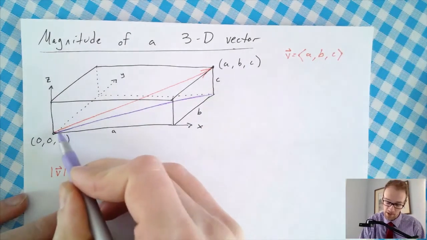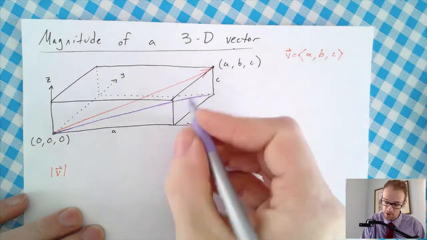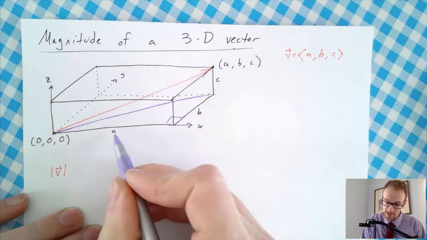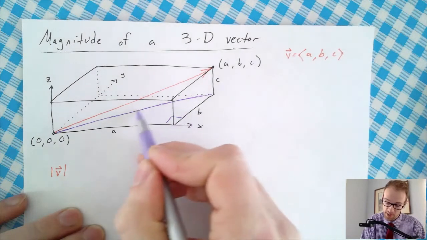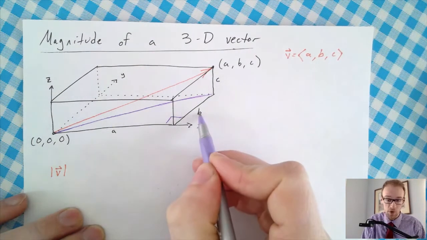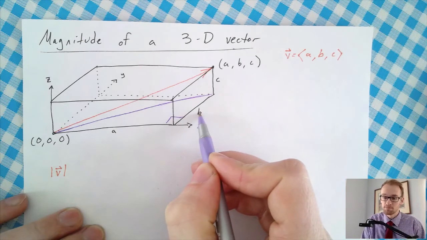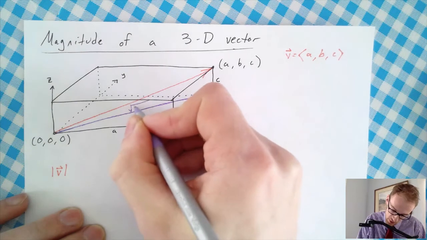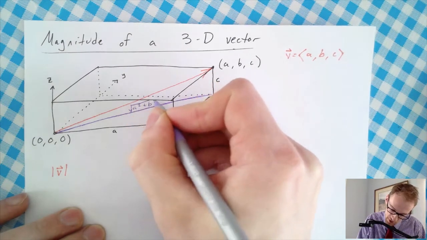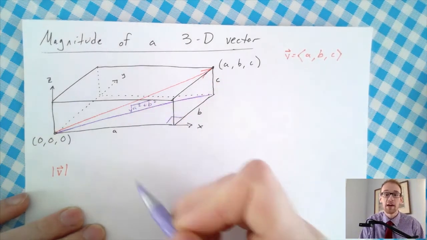How do I find the length of that? Well, that is the hypotenuse of this right triangle that has A and B as its legs. So if I wanted to find the length of this purple line segment, I would do A squared plus B squared, and I would take the square root of that. So this purple line segment has the length square root of A squared plus B squared.